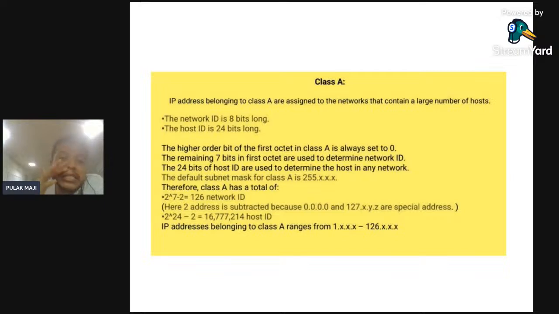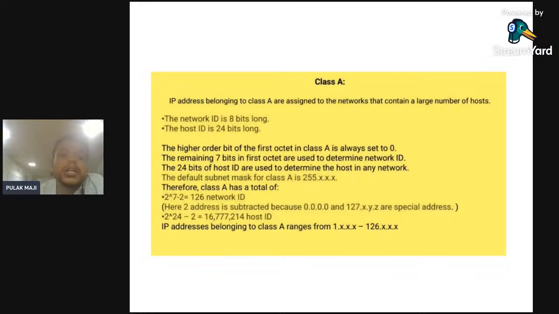So why is the first bit 0? Because there are millions of IP addresses. 32-bit IP addresses means 2 to the power 32, millions of addresses. Among all these addresses, how can we understand whether a particular address belongs to class A, class B, or class C? To identify that, we use the prefix concept. For class A, the first bit is reserved for the prefix.